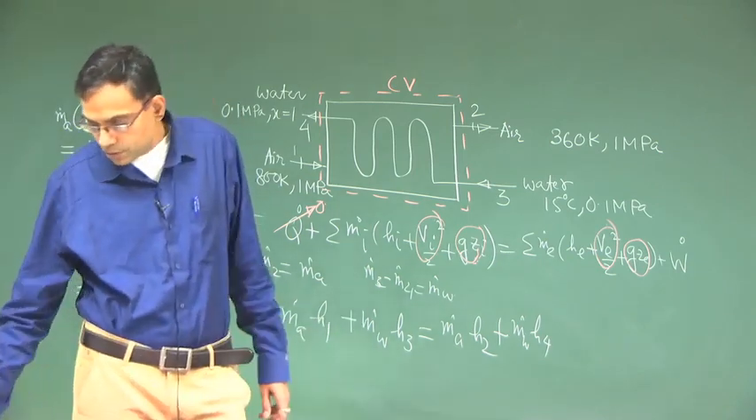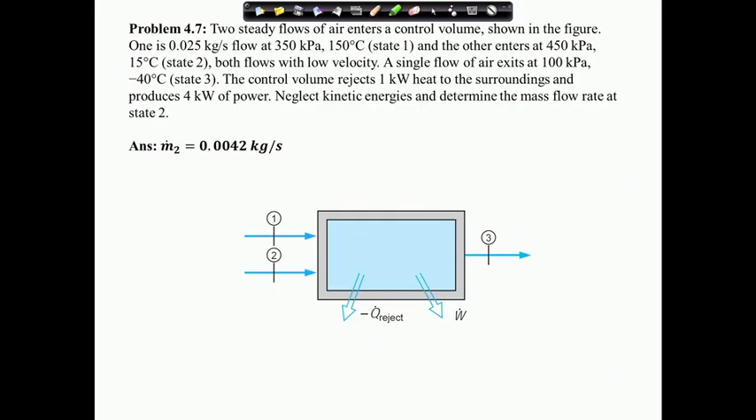We will consider the next problem, problem 4.7. In this problem you see two steady flows of air enter a control volume as shown in the figure. One is 0.025 kg per second at 350 kPa, 150 degree centigrade, this is state 1, and the other is 450 kPa, 15 degree centigrade, state 2, both with low velocity. That means you can neglect the kinetic energy of the inlet states.